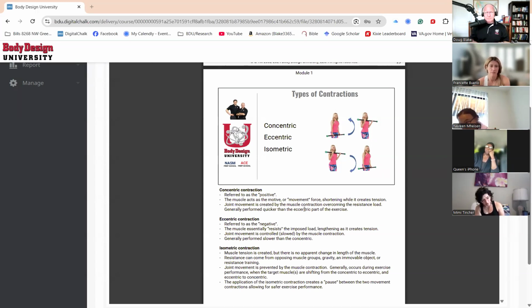So normally what we say is that in an eccentric contraction, the stress or the load is already imposed on the, listen, shortened muscle. So everybody got that? So the load is already in place. So the muscle has been shortened.